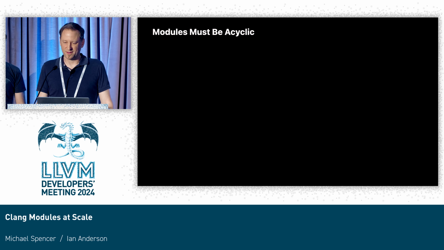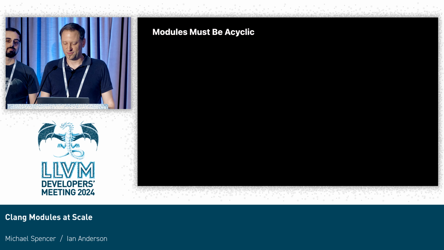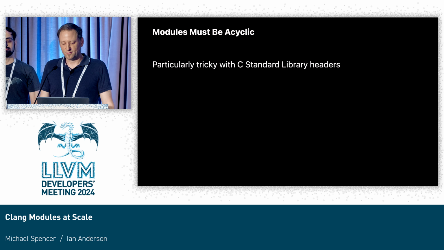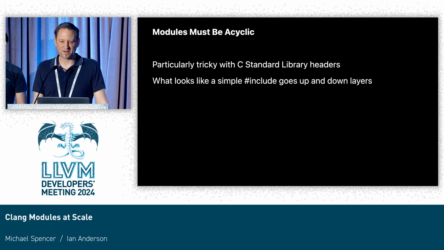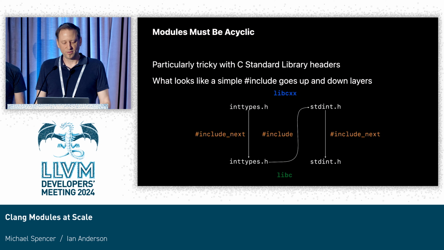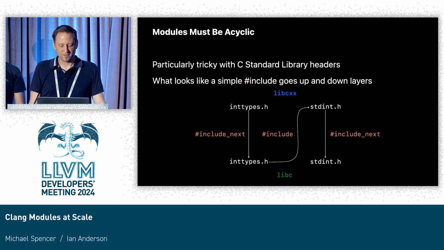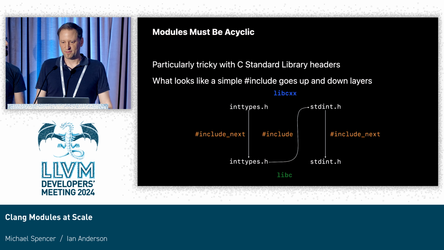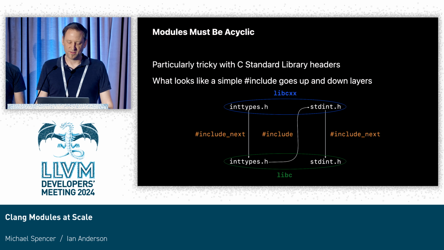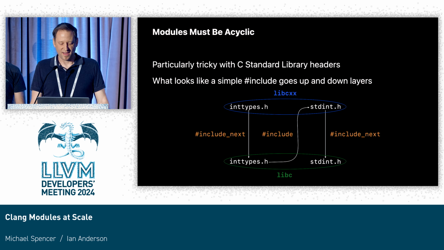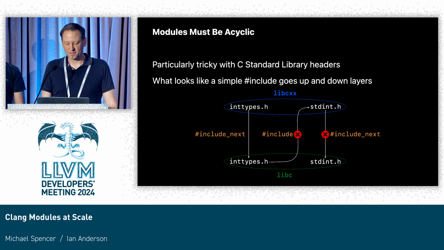The next kind of subtle one is that modules have to be acyclic. And that makes a lot of sense. You can't have include cycles, you can't have module cycles, sure. But it gets pretty tricky once the C standard library headers are involved, because what looks like a simple include actually ends up kind of ping-ponging between some of the search paths. So a simple include from inttypes to stdint.h actually hops up and down through the include nexts and the includes. And if you remember from earlier, we just originally made large modules for everything in libc and everything in libc++. And you can probably see that the module cycles are right there.